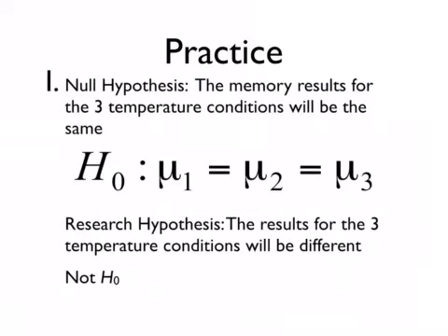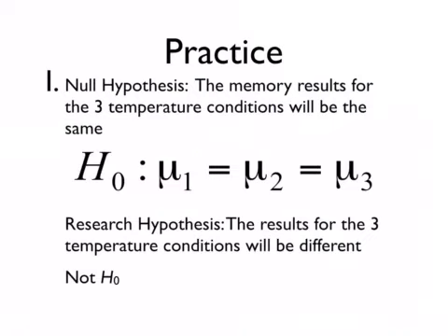So let's do our null hypothesis. Remember, it's best to try and practice this first and look at the calculations later. So please do that. The memory results for the three temperature conditions will be the same. That's our null hypothesis. And here's our mathematical representation: mu1 is equal to mu2 is equal to mu3.